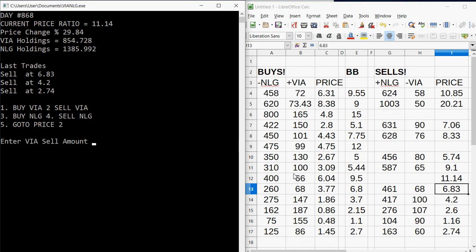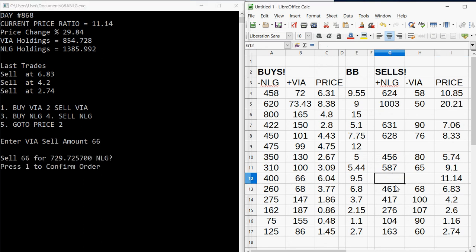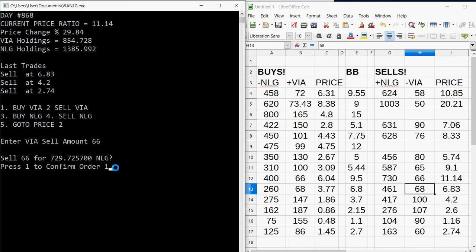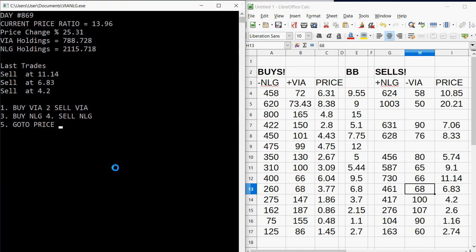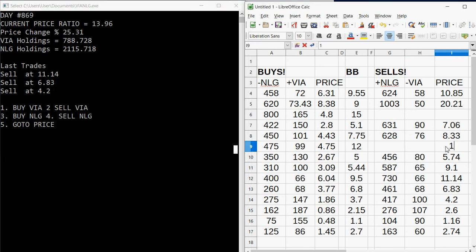So the differential was again 66 VIA. We only have 88, so we might as well just sell the 66 and take the profit. So let's take the 730 and go that way. And confirm the order. And it's up 25% to 1396. So we might as well just fill this order here.